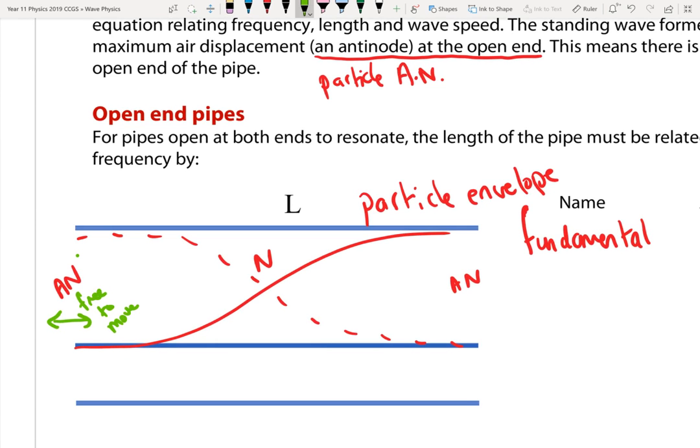You need to appreciate that at an open end, they're free to move. So if you were to watch a particle at the end of a tube, that's where it's going to be moving the most. As the pressure wave travels out and the low pressure wave moves back in, your particle's sort of getting captured in that pressure movement. So it moves the most, okay?